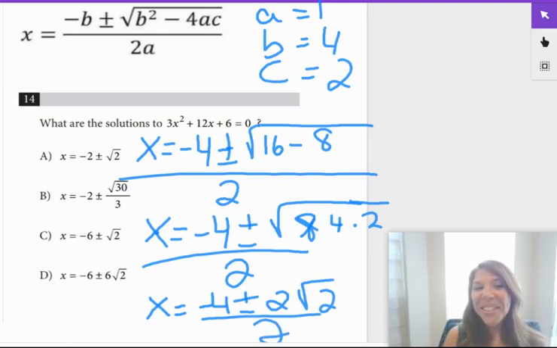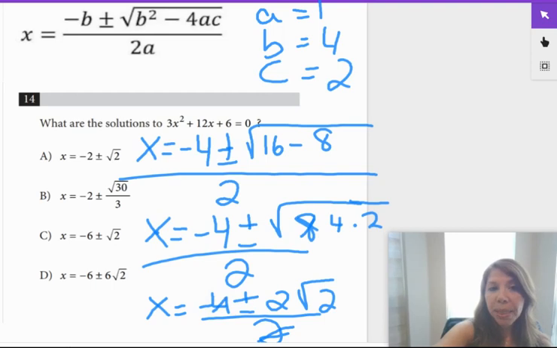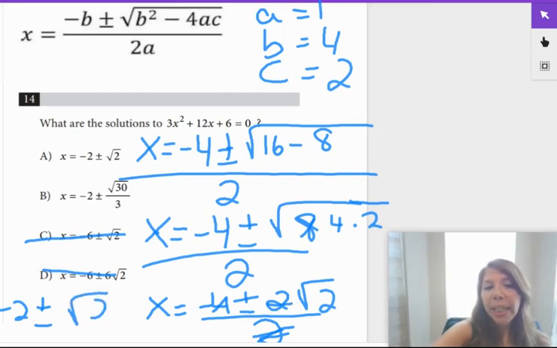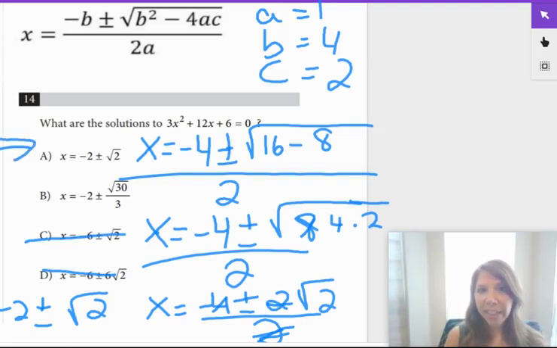Now we have to reduce that even more. We can see that 2 goes into negative 4, negative 2 times. So right away, this is out and this is out. We keep our plus and minus, and then 2 goes into 2 one time, so that is simply a square root of 2. So now the only answer that matches that would be choice A, right over here.